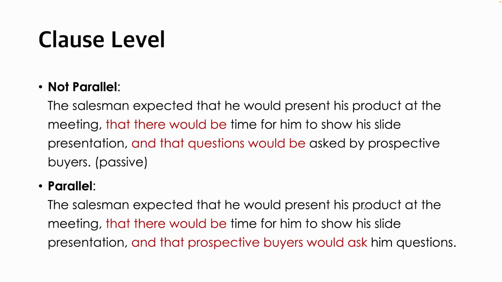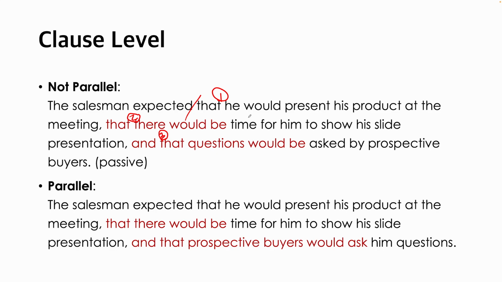All right. Another example is, the salesman expected that he would present his product at the meeting, that there would be time for him to show his slide presentation, and that questions would be asked by prospective buyers. So here, the salesman expected three things. He expected that he would present, and he expected that there will be time, and he expected that there will be questions.